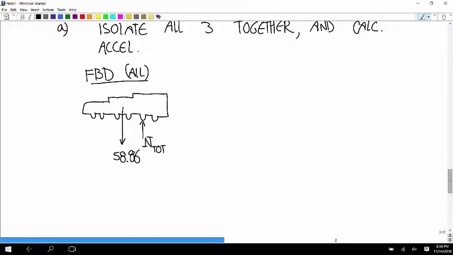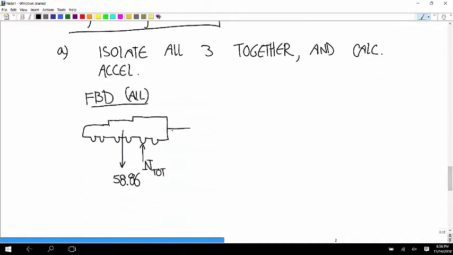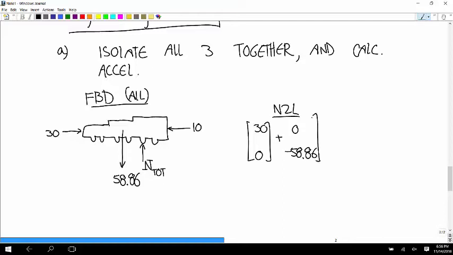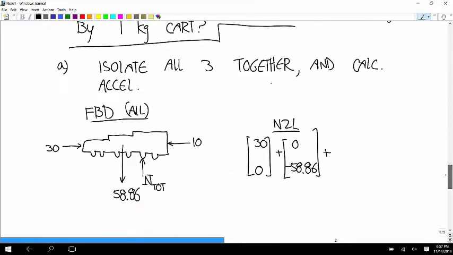And keep going around the boundary, and you get to the 10 Newton force pushing to the left. And then on the left, you have the 30 Newton force pushing to the right. And that's everything. And then Newton's second law says 30, 0, it's in the positive x direction, plus 0, negative 58.86. Oh, yeah, sorry, I just wrote it down wrong.